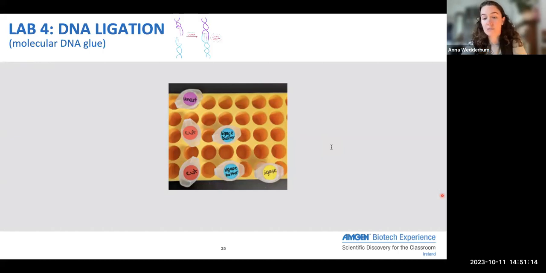Earlier when I was explaining what ligase was, I left out the fact that ligase can't work alone. It needs energy to stick DNA pieces together. So this energy comes in the form of something called ATP. So ligase buffer is just a solution that contains ATP. So basically the ligase uses the ATP in ligase buffer to stick DNA together.